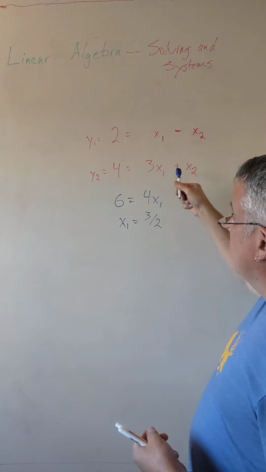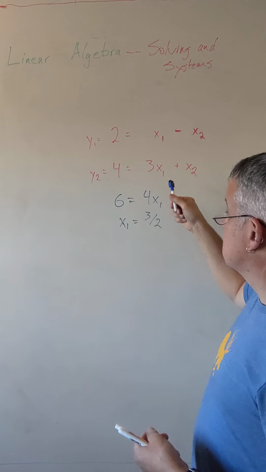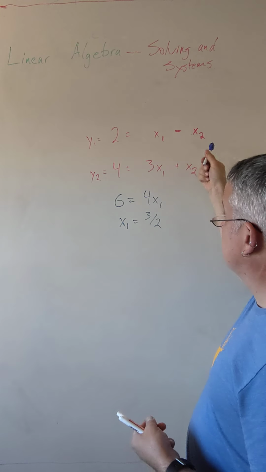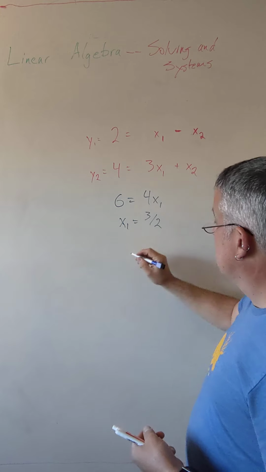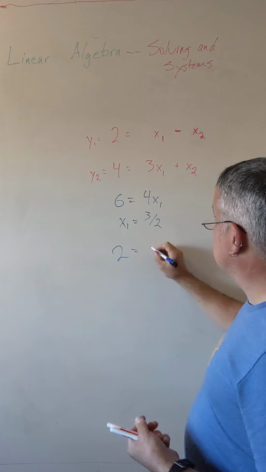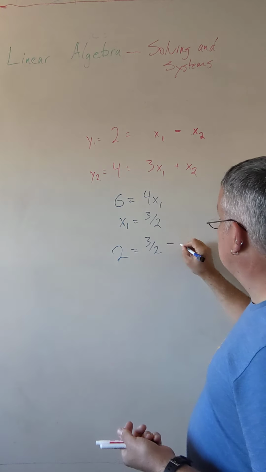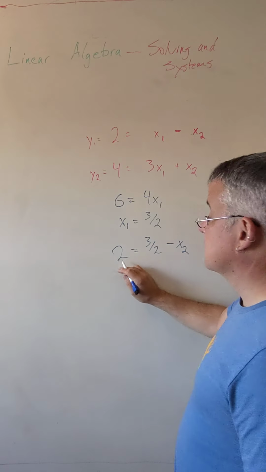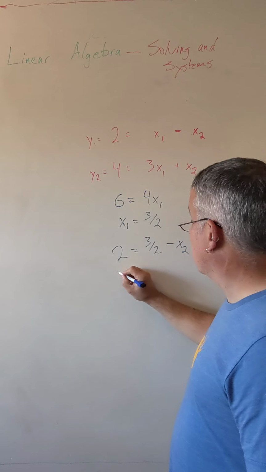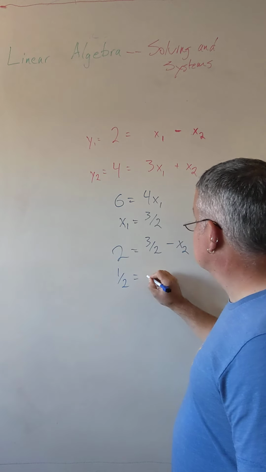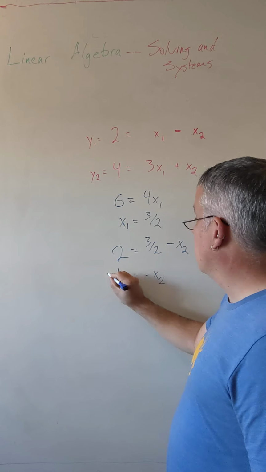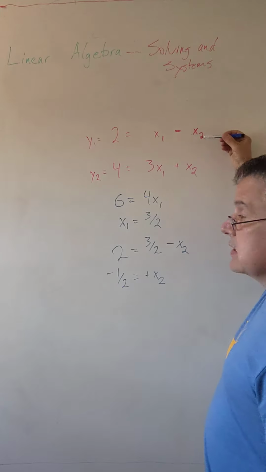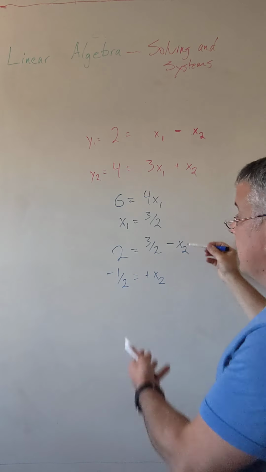Now we can go back to either one of these equations and plug in x1 to find x2. Let's do it in the first one first. Plug it in: 2 equals x1, which is now 3/2, minus x2. So I'll move 3/2 to the other side. This is 4/2 minus 3/2, which is 1/2, equals minus x2, or minus 1/2 equals plus x2. Great. That's what happens if I plug it into the first equation, and now I'm done.